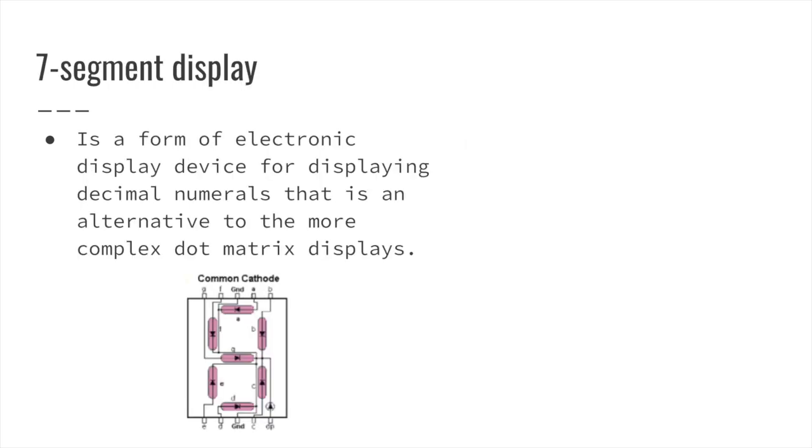The 7-segment display is a form of electronic display device for displaying decimal numerals that is an alternative to the more complex dot matrix displays. The 7-segment displays are of 2 types, common cathode and common anode. The internal structure of both types is nearly the same. The difference is the polarity of the LEDs and common terminal.